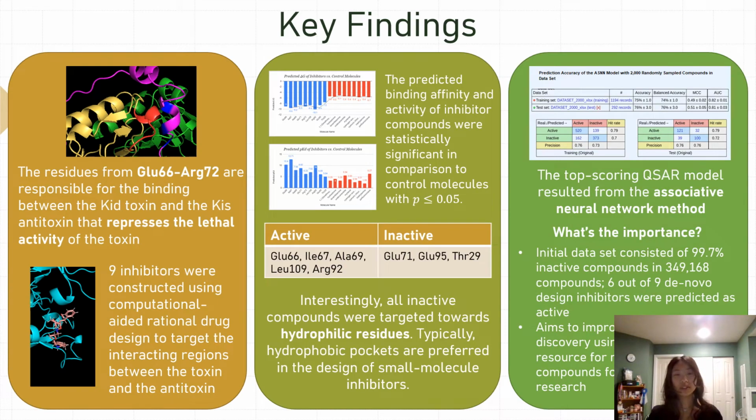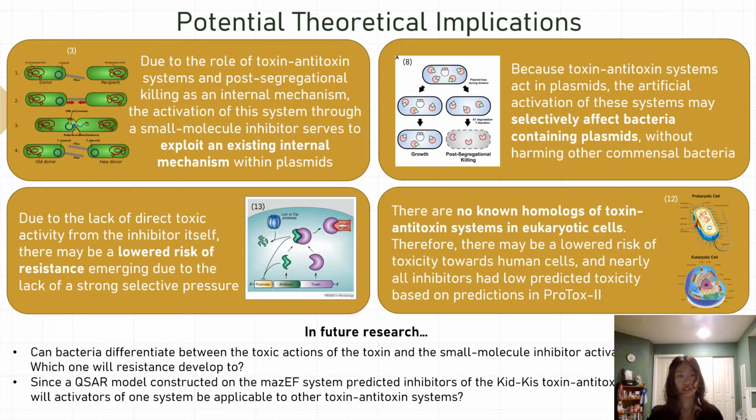In total, I used computational drug design to develop several inhibitors designed to bind to the interacting region between the toxin and the antitoxin in order to disrupt their protein-protein interaction, which frees the toxin from inhibition by the antitoxin and allows it to act lethally on the cellular target. Through computational predictions, 6 out of the 9 inhibitors were predicted as active compounds for activating the Kid-Kis toxin-antitoxin system, particularly the GLU66 to ARG72 region that consistently scored the highest in binding energy calculations between residues.